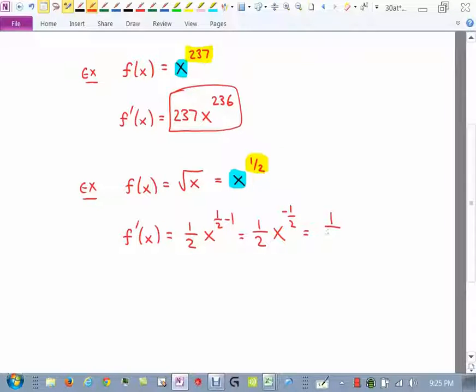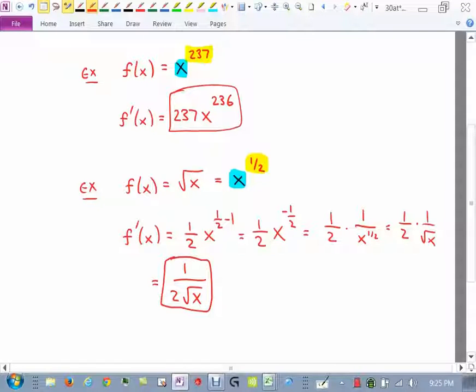But that's the same as 1 over 2 times 1 over the square root of x, which is the same as 1 over 2 root x. And that's the way you should remember it. This one comes up a lot, so you should just probably put this into your memory bank. The derivative of the square root of x is 1 over 2 root x. Remember that one.